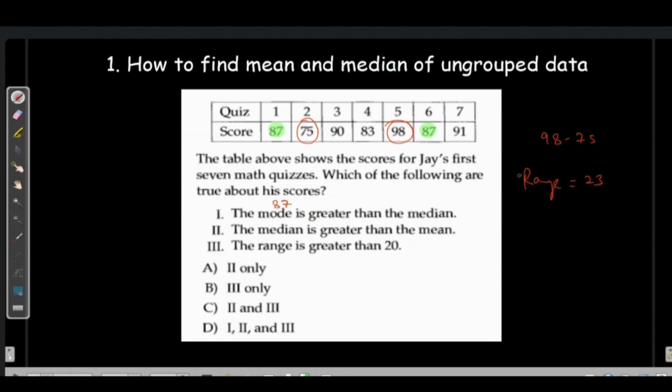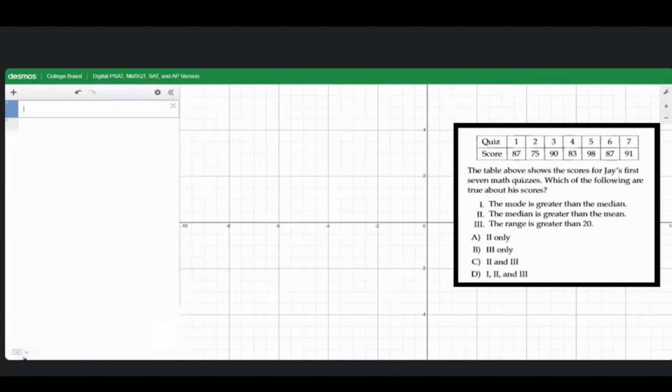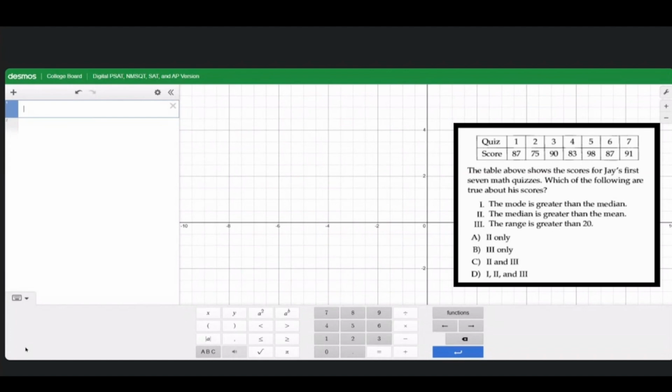And now I'm going to share Desmos to see how we can find the median and the mean and compare both of them. So allow me a moment to switch my screen. There you go. So in order to find the mean or the median, you're going to go to the bottom left corner and click on this option.